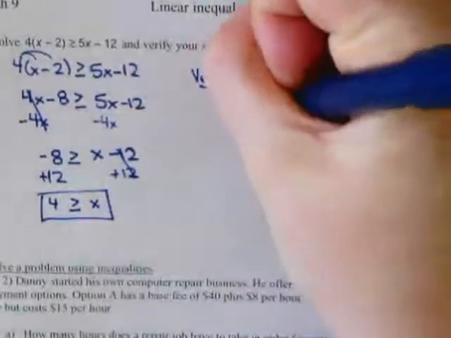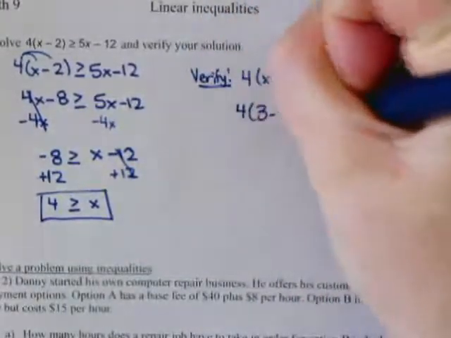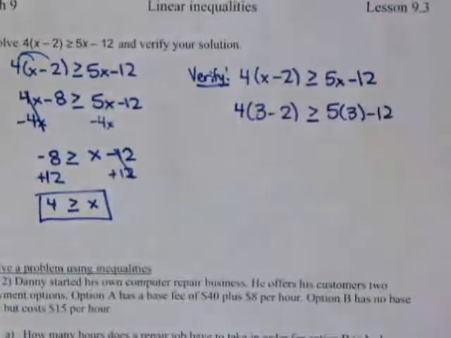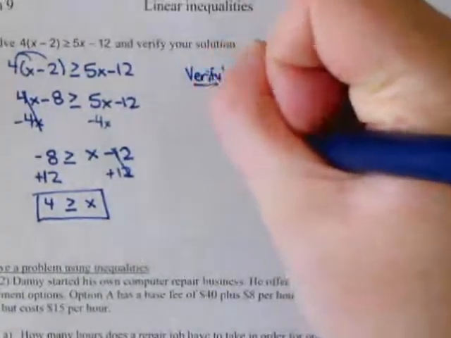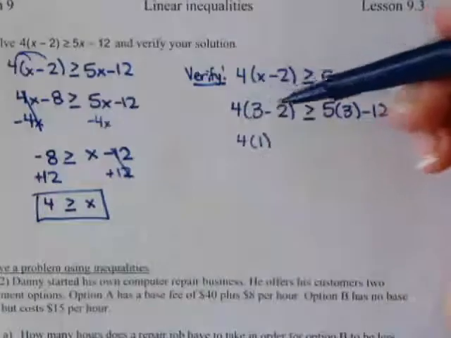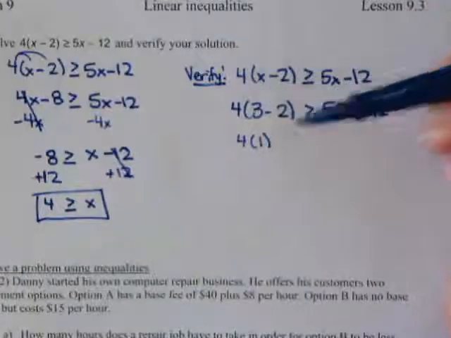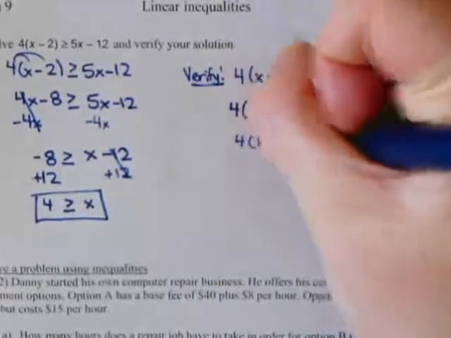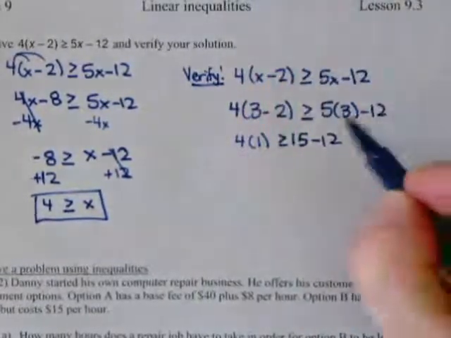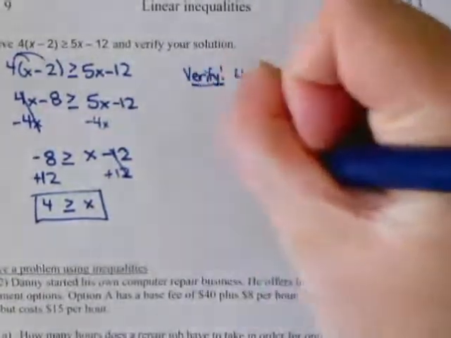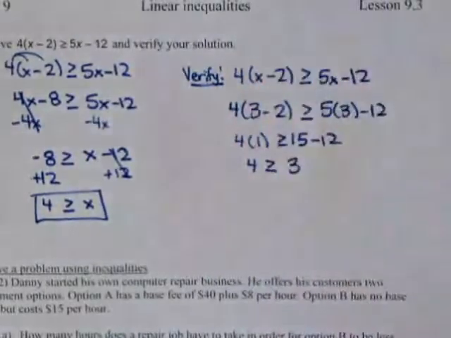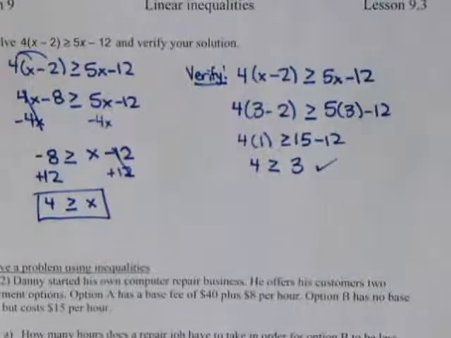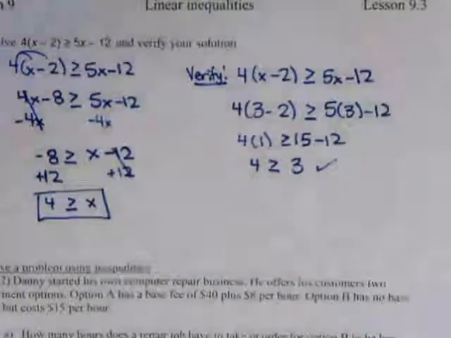So 4 times 3 minus 2 is greater than or equal to 5 times 3 minus 12. All right, so that means it's 4 times 1 because we do 3 minus 2 because in here we use BEDMAS. Greater than or equal to 15 minus 12 because that's 5 times 3. So 4 is greater than or equal to 3, and that is, in fact, correct. All right, so let's move along here.